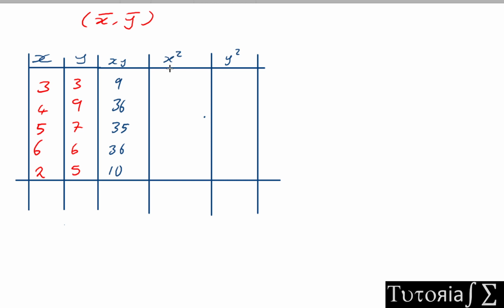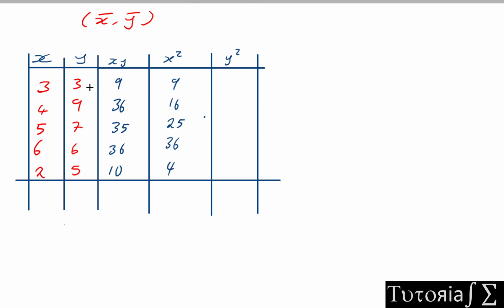Then we come to x squared. So we square each of the terms of x. So 3 squared, that would be 9. 4 squared, that would be 16. 5 squared, that would be 25. 6 squared, that would be 36. 2 squared, that would be 4.